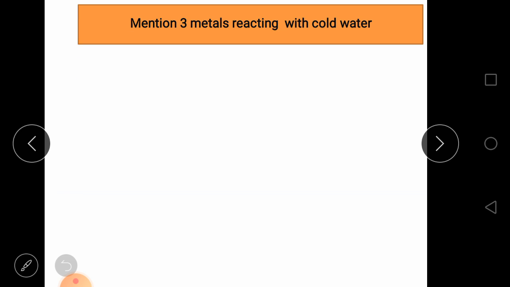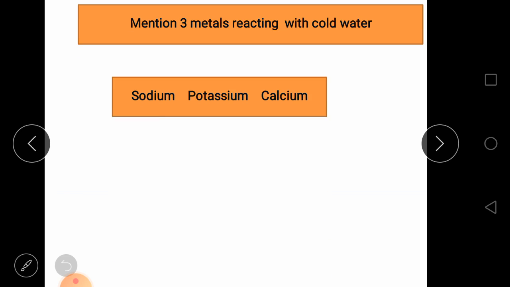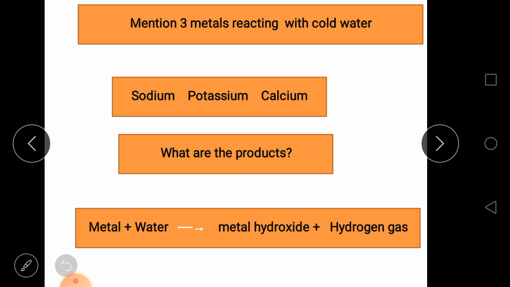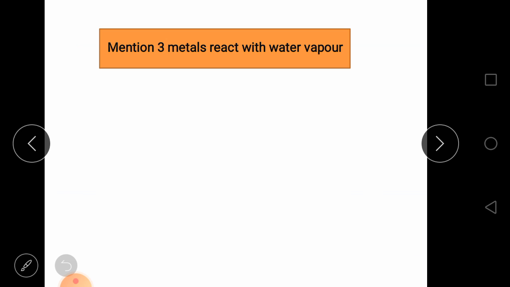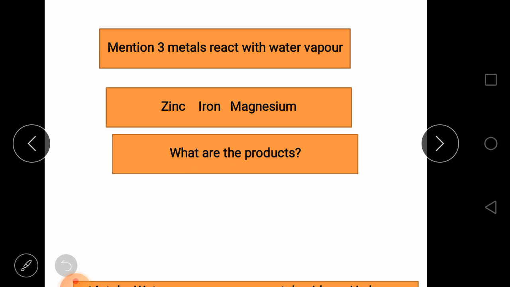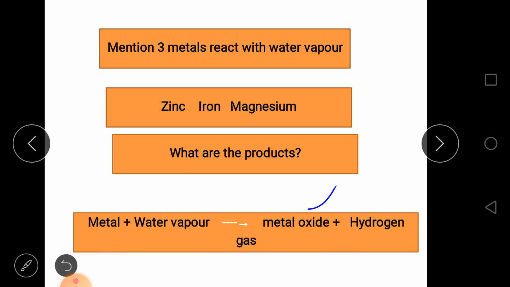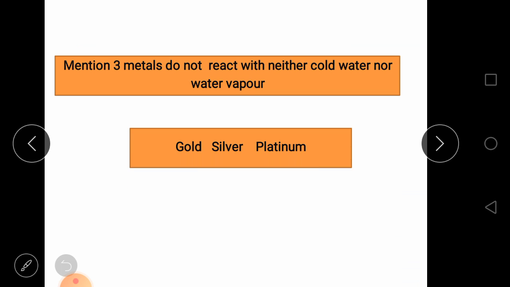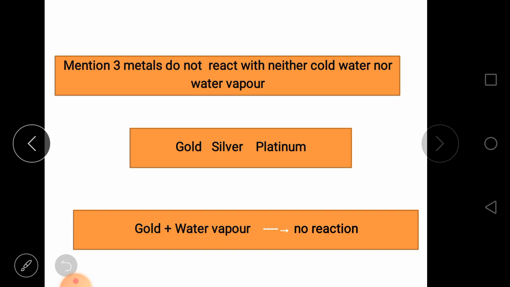Okay, let's go to some questions in acids, bases, and salts together with water in chemistry. Mention three metals that react with cold water. They are sodium, potassium, calcium. What are the products here? They are metal hydroxides and hydrogen gas. Mention three metals that react with water vapor. Yes, zinc, iron, magnesium. What are the products? They are metal oxide plus hydrogen gas. Mention three metals which react with neither cold water nor water vapor. Gold, silver, platinum. Yes, no reaction here.